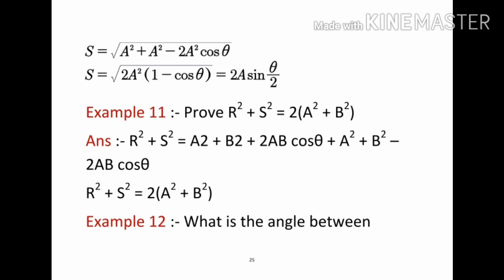Therefore, we can get R square plus S square is equal to A square plus B square plus 2AB cos theta plus A square plus B square minus 2AB cos theta. Then, by simplifying this, we can get R square plus S square is equal to 2 into (A square plus B square). Next one, another example.